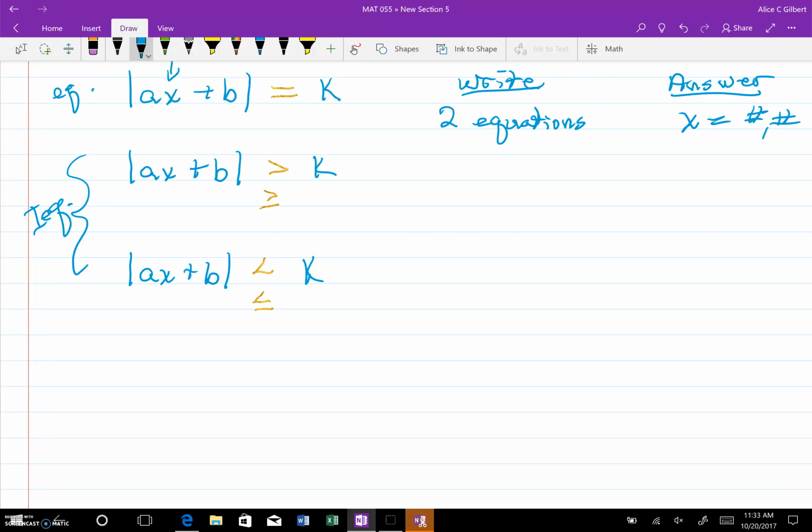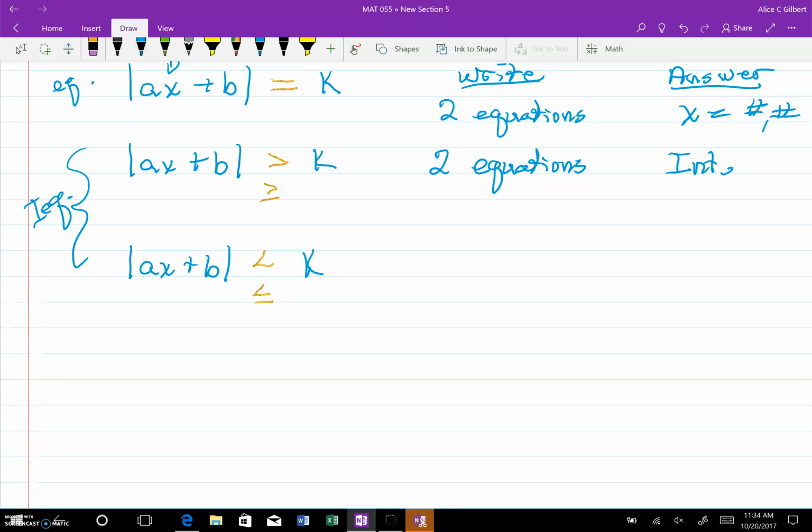Okay? If our sign is greater than or equal to, again, we are going to write two equations. And I'm going to show you how to do this. And our answer is in interval notation, and we'll talk more about this in a minute. Oops, I can't spell it, I-N-T-E-R-V-A-L, notation, okay?